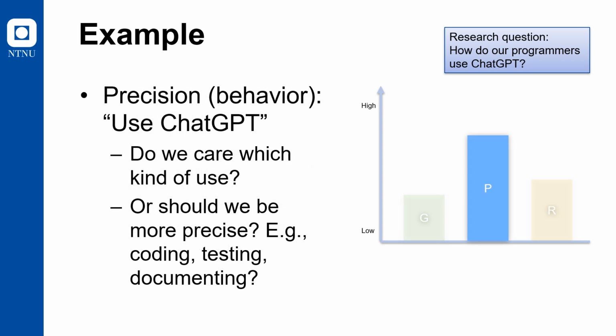The next dimension is P, precision. The behavior in question in this example is using ChatGPT. Do we know or care which kind of use, or does it matter? Should we be more precise, for instance, focusing on coding or testing or documenting? Some of these activities might require specific strategies to investigate in a research project.